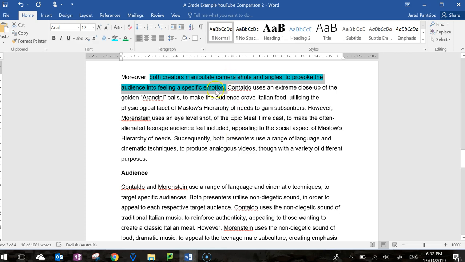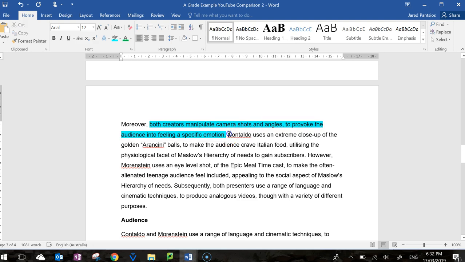To an extent, you could actually start reducing these elaborations and move straight into Contado using extreme close-up of the golden arancini balls, or cini, to make the audience crave Italian food, utilizing the psychological facet of Maslow's hierarchy of needs to gain subscribers. That's not bad. Simply what they're saying is he shows multiple close-up shots of the finished product or the food to entice, to show its authenticity. You cannot just reference Maslow's hierarchy of needs to gain subscribers without actually saying which aspect. Is it food? Is it pleasure? So be specific and just don't generalize, as this student has, with specific emotion and then just mentioning that.